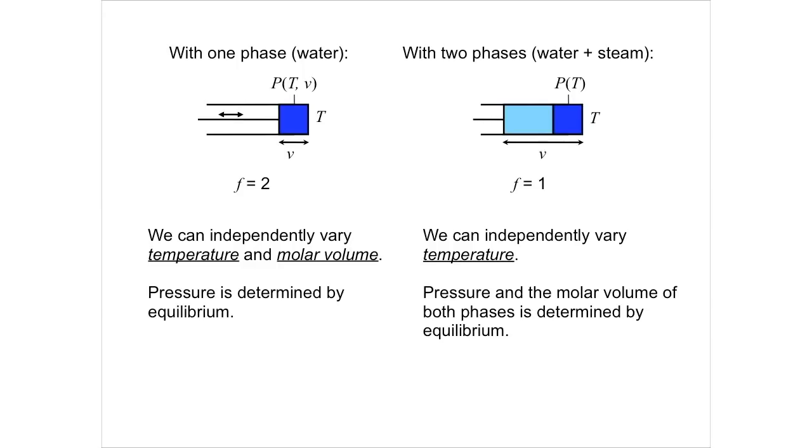However, with two phases present, we can only independently vary temperature. Pressure and the molar volume of both phases are determined by equilibrium. Although we can adjust the average molar volume of the system, in this case, volume is not a phase-intensive property of either phase in the system. It's an average system-intensive property representing the relative amounts of the two phases. This corresponds to 1 degree of freedom, which in this case is temperature.